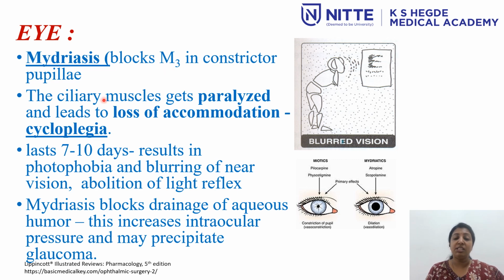They can also act on the ciliary muscles. The ciliary muscles get paralyzed and it can lead to loss of accommodation or cycloplegia. The effect of atropine will last for 7 to 10 days. It can result in photophobia, blurring of near vision and abolition of light reflexes. And this mydriasis produced by atropine can block the drainage of aqueous humor. It can increase the intraocular pressure, especially in people with a narrow iridocorneal angle, narrow angle glaucoma, and can precipitate glaucoma.